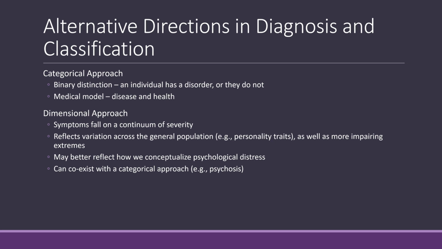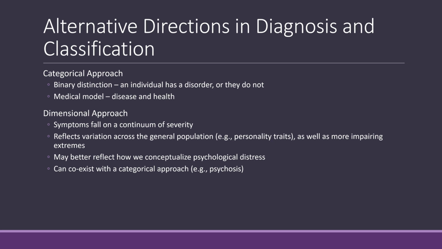Even though the DSM is still definitely the number one tool for diagnosis, it's helpful to think about other directions in diagnosis and classification, because there are a lot of efforts to develop a better alternative. The current DSM takes a categorical approach, which means it makes a binary distinction: either a person meets the criteria for a disorder or they do not. This maps onto the medical model and how people have historically thought about disease and health, although I think there are also shifts in the medical world toward a more dimensional approach between disease and health.